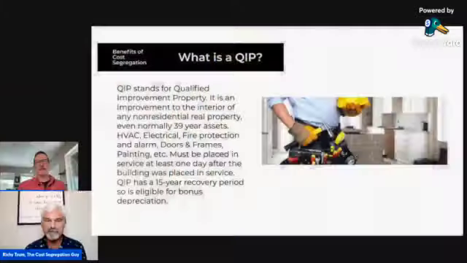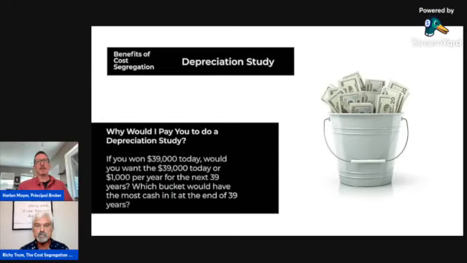All right. Yep. That sounds good. Okay, let's see where we're next. Okay, so depreciation study. You have to do a depreciation study if you're going to enter into this type of technical tax code.